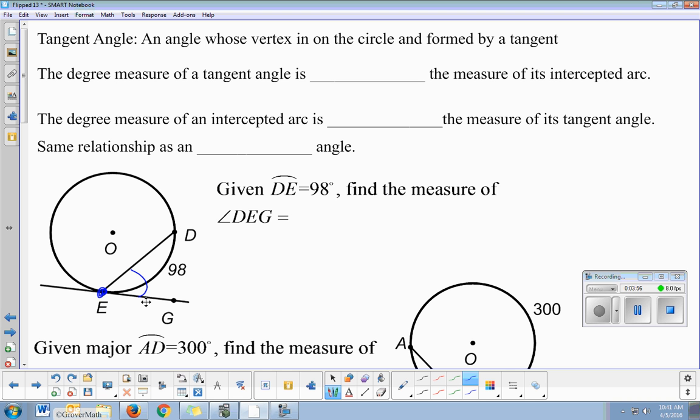And so this angle is not really inside the circle, and it's not completely outside. It's kind of part in, part out. So, we can't call it inscribed because it's not completely in the circle.